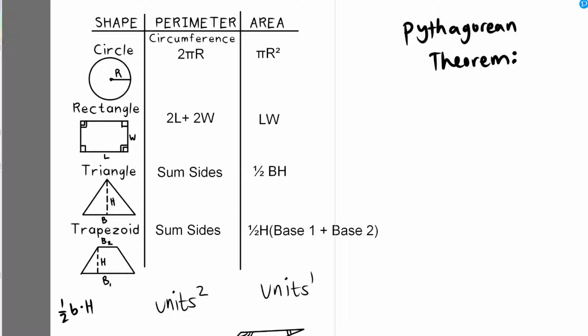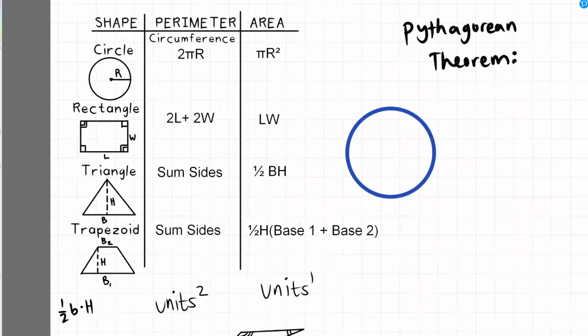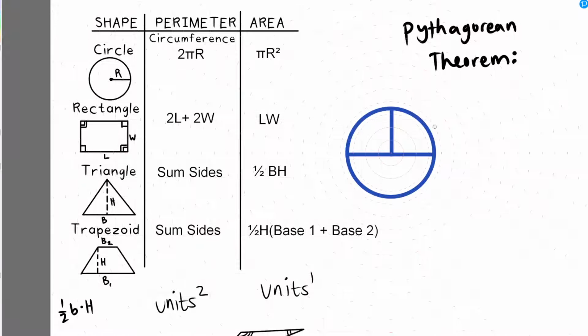The formula for a circumference is 2 pi r. And the reason why it's 2 pi r is because if you take your diameter, and a radius is half of the diameter and can also be seen as the distance from the center to one of the sides.